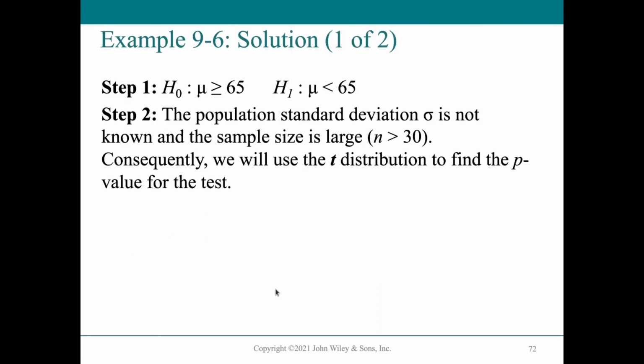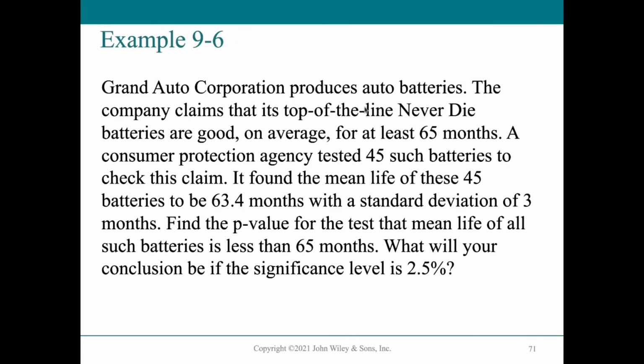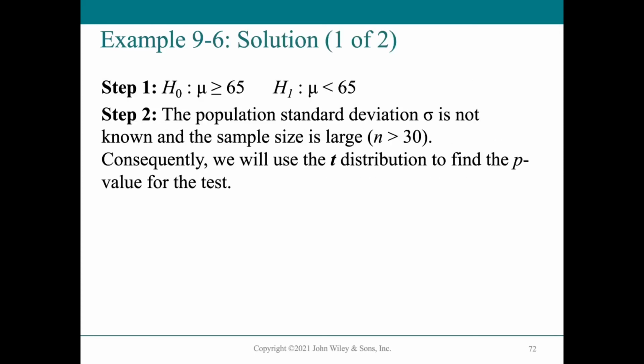So let's go through our steps. Step 1, state our null and alternative hypotheses. Since the claim here is at least 65 months, the average lifetime of the battery is good for at least 65 months. So the null hypothesis is that the average lifetime is greater than or equal to 65, and our alternative is less than 65. So we have here a left-tailed test.